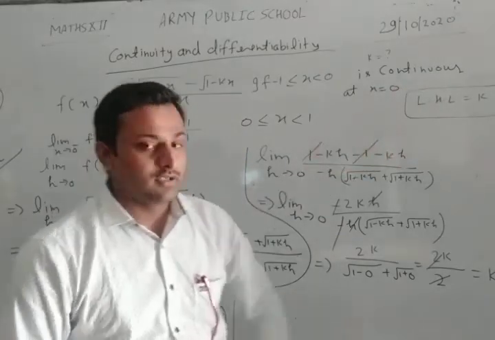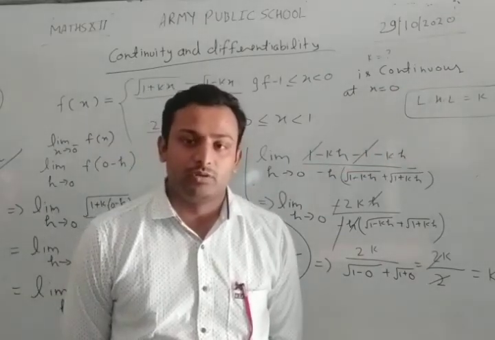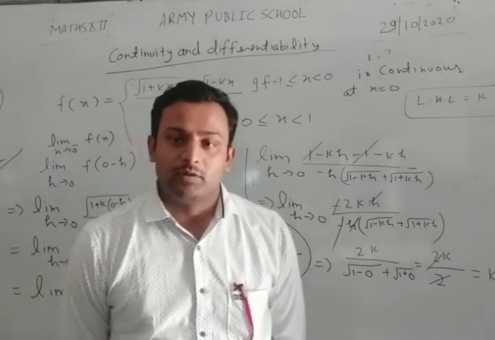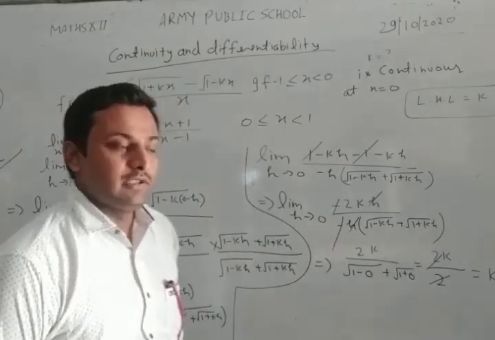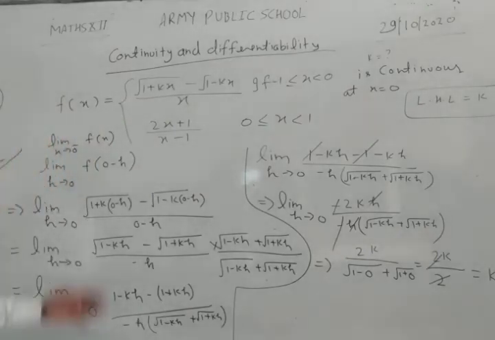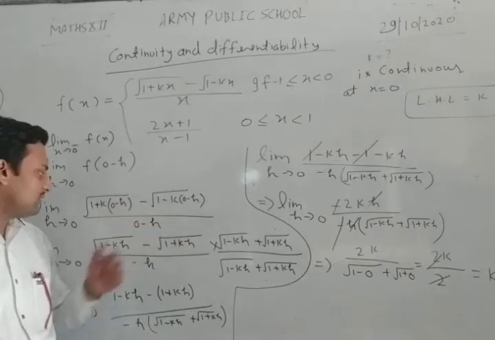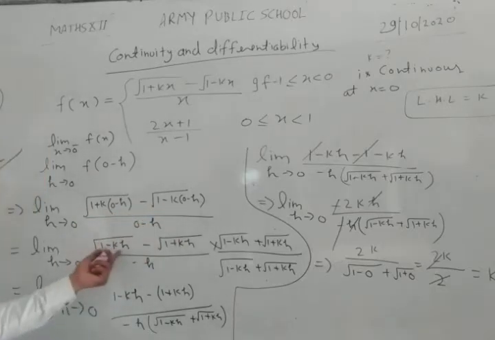So you know, if the function is continuous at x equal to 0, then our left hand limit, right hand limit, and value of the function will be equal. So we will find the left hand limit, and we got the left hand limit as limit h tends to 0 of (1 plus kh minus under root 1 minus kh) divided by h.